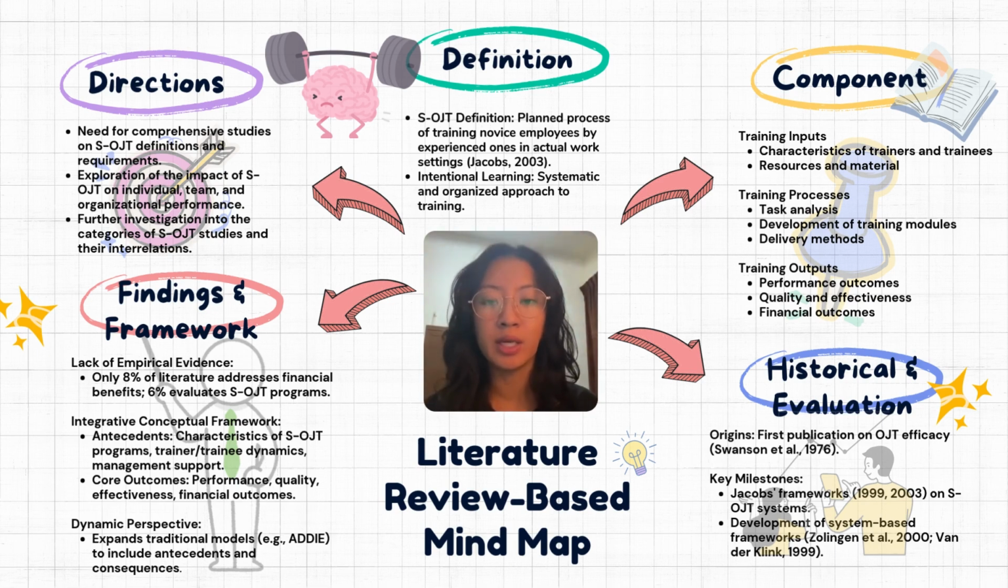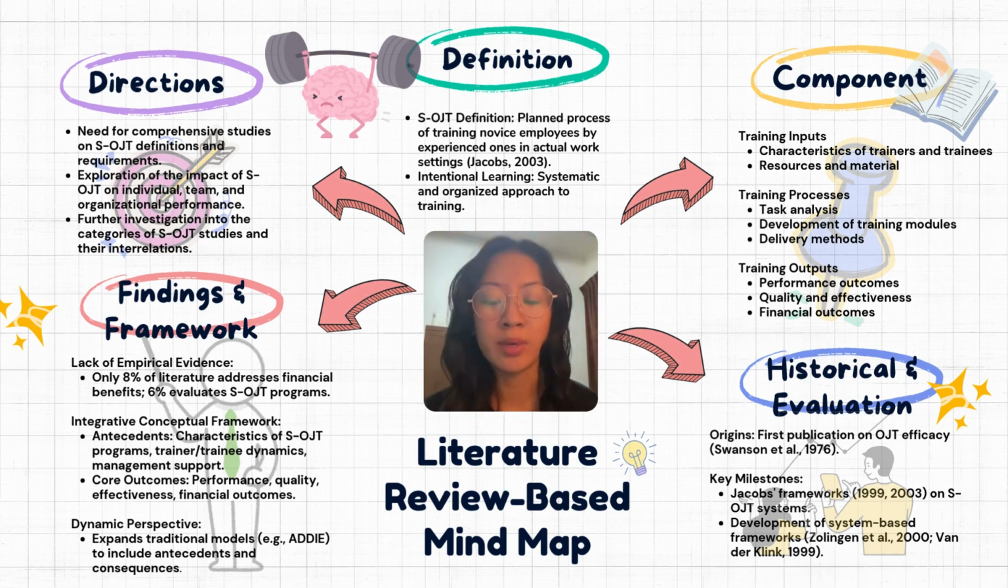Let's highlight the key milestones, beginning with Jacobs' frameworks 1999 and 2003, who developed a comprehensive framework for SOJT. So this framework provides a systematic approach to designing, delivering and evaluating SOJT programs, emphasizing the importance of structured process in the training. Other researchers also contributed to the development of the system-based framework, notably Zoligan et al. and Van der Klink, who proposed a framework that further defines the components and processes involved in workplace learning. So this framework helps organizations understand how to implement an effective training system that aligns with their operational needs.